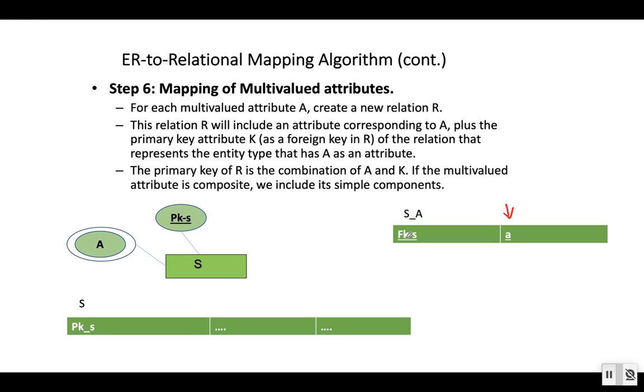Now the primary key of R is the combination of A and K. So combining this foreign key and the multivalued attribute A, together they are going to form the primary key. And this will be the foreign key that will reference the primary key of the entity type S.